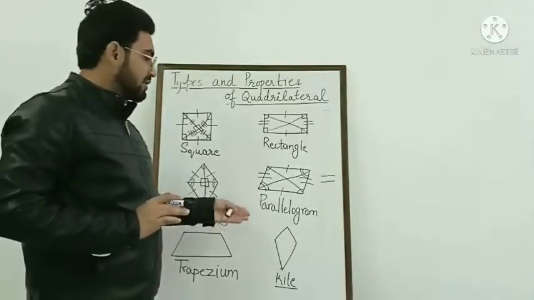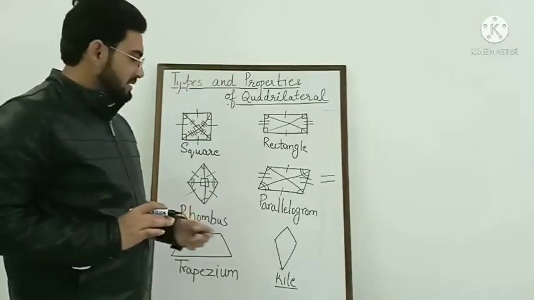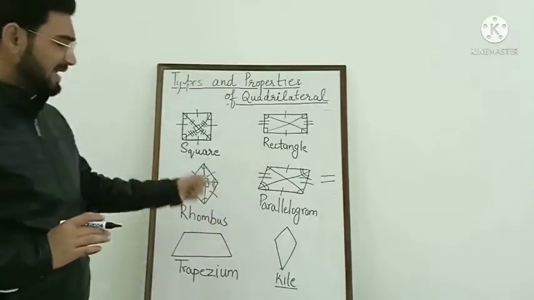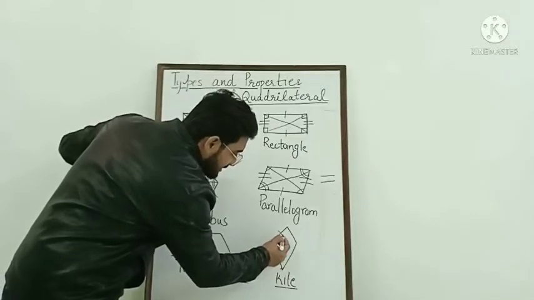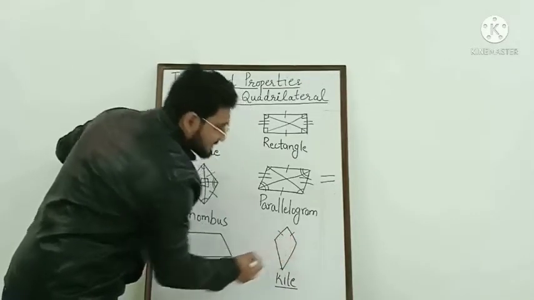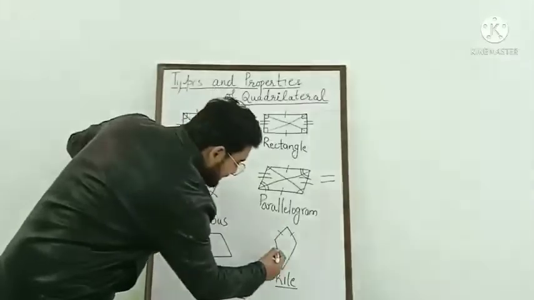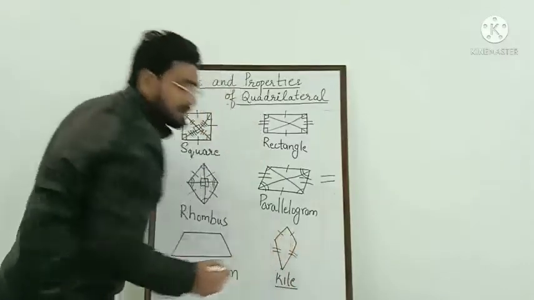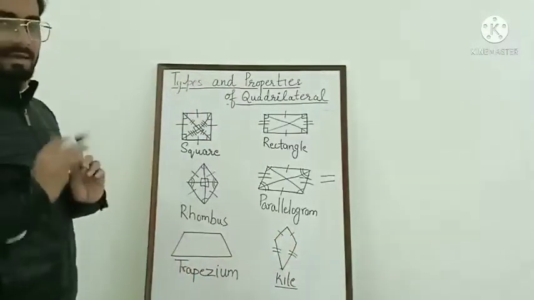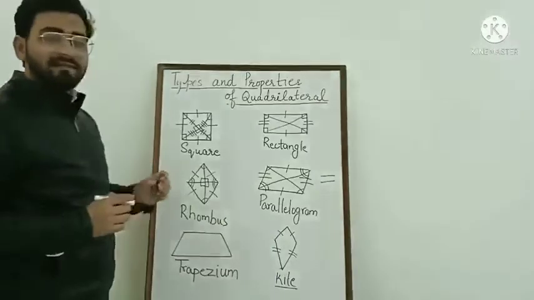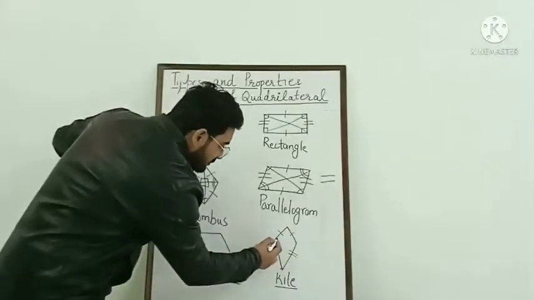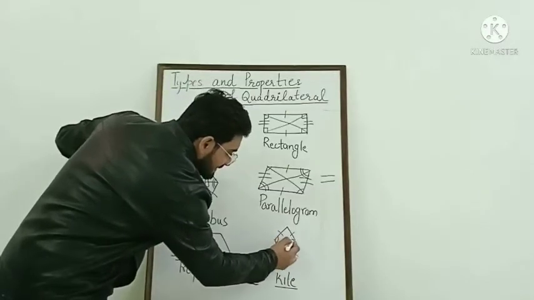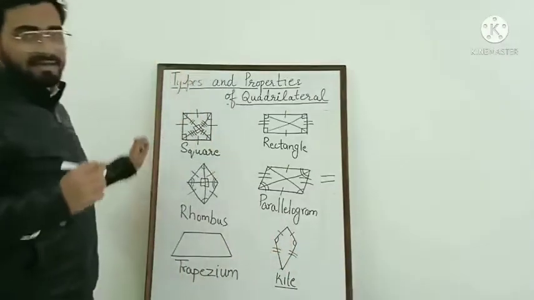Now let us talk about the last type of quadrilateral, that is the kite. As you can see, in a kite adjacent sides are equal. That means this side and this side are equal, and this side and this side are equal. Then if we talk about the angles of a kite, one pair of opposite angles are equal. This angle is equal to this angle.